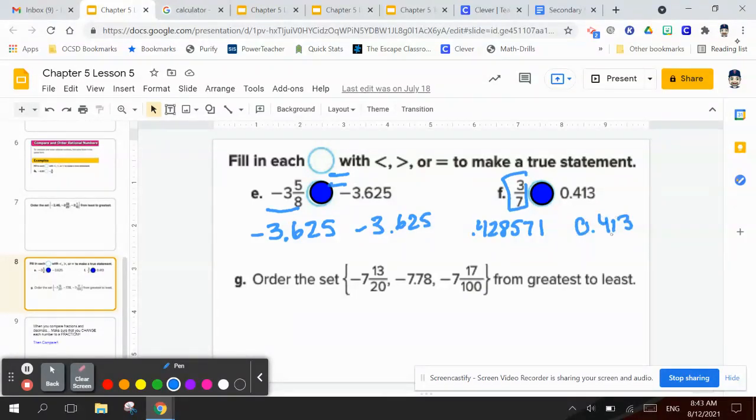So let's look at the first 3 numbers. 428, 413. Which number is larger? Well, 428 is larger than 413. So 3/7 is greater than 413 thousandths.